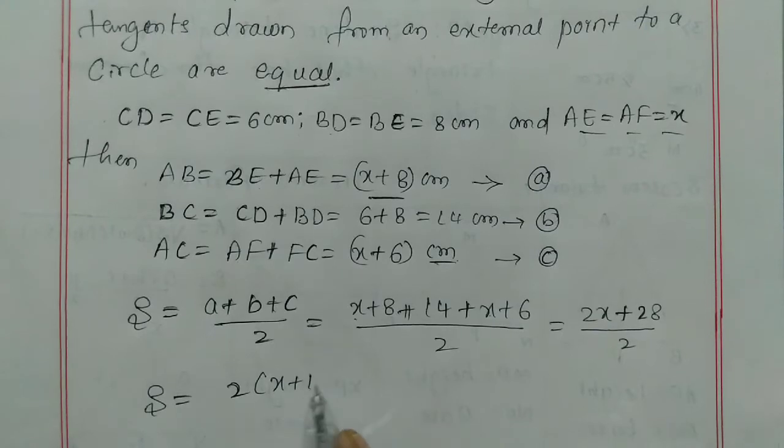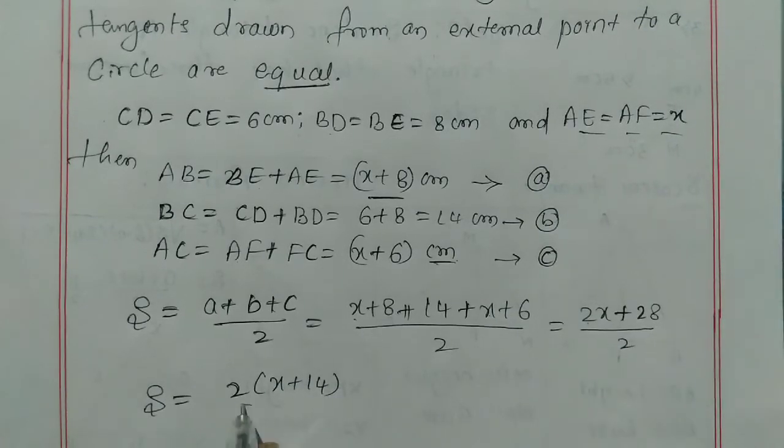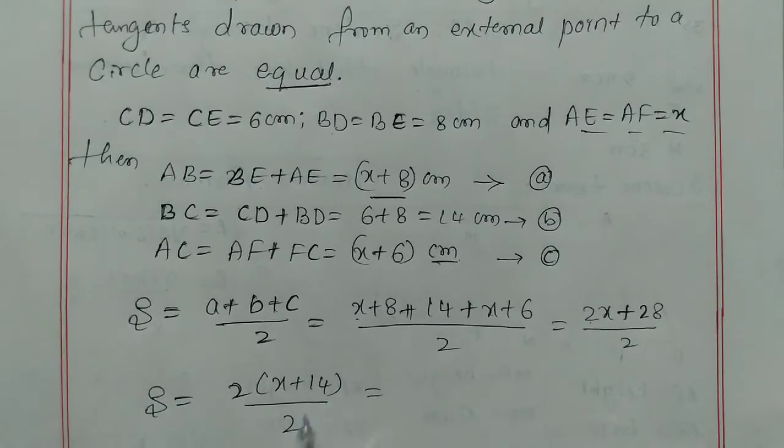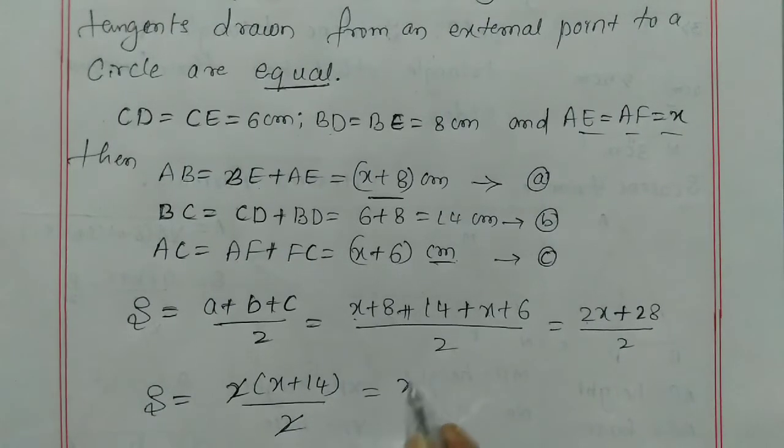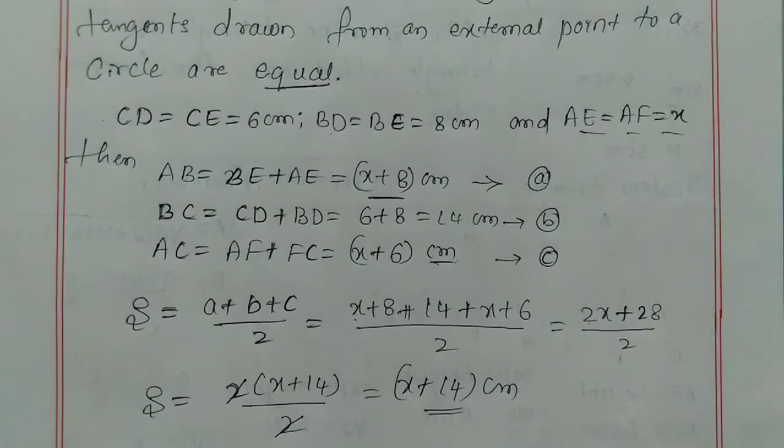Remaining is x plus 14, because 2 14s are 28 divided by 2, I will write as it is, 2 1s are 2 1s. So semi perimeter is equal to x plus 14 centimeter. Okay. So next I will find area of triangle ABC by using Heron's formula.